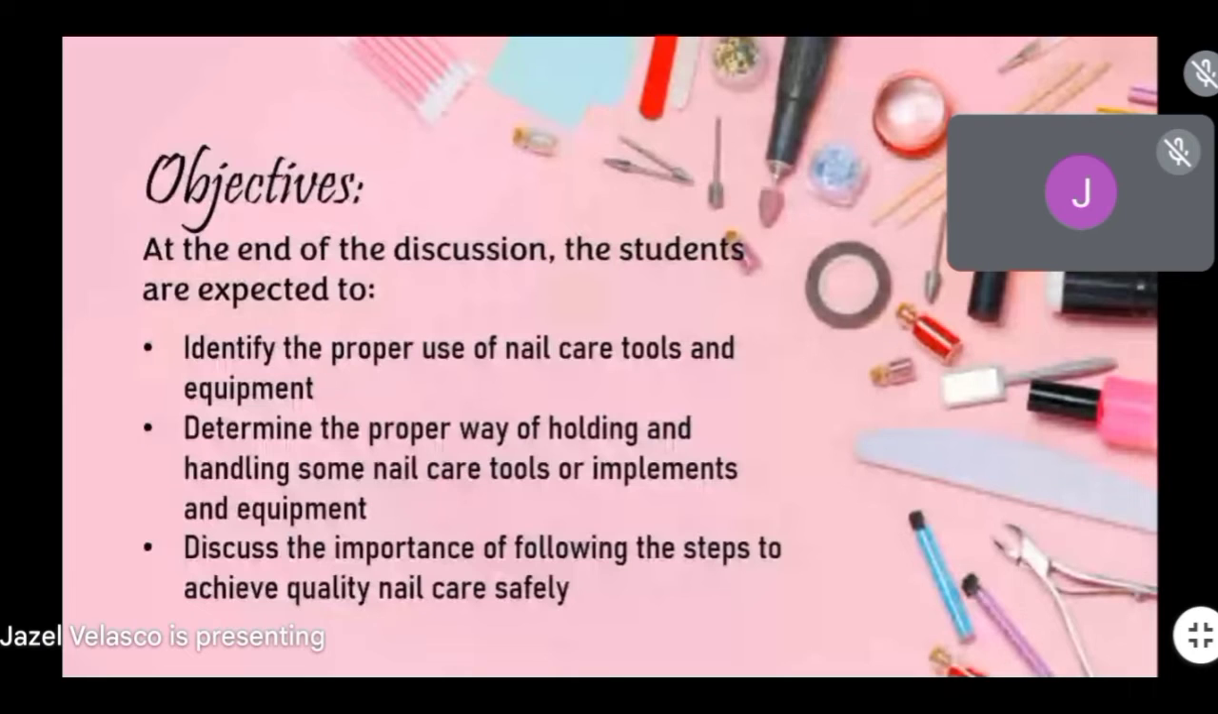But before that, let me ask you, do you know how to use these nail care tools and equipment properly? Have you held and handled this in a proper way? Yes, ma'am. I think I handled it properly since I always saw it from my parents. Okay, do you know what the correct name of this tool is? Yes, ma'am. Maybe I know some correct names of the tools and materials.